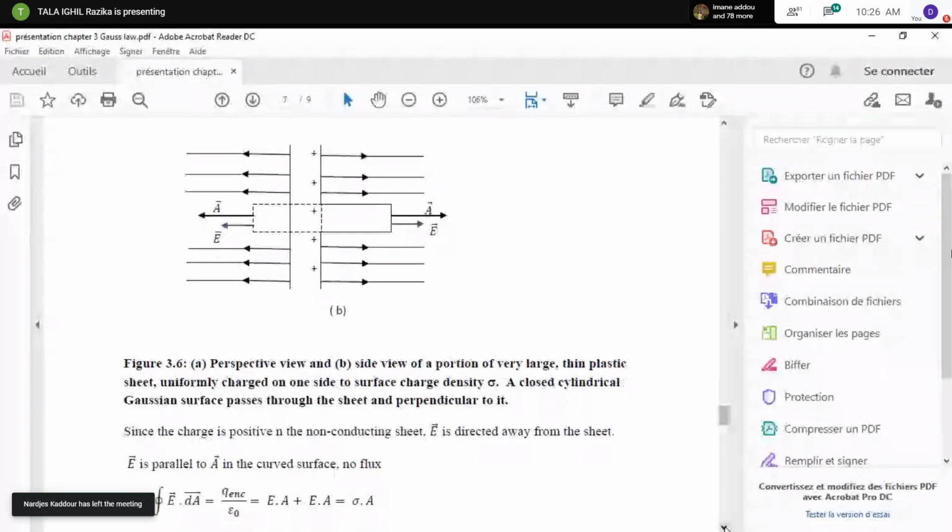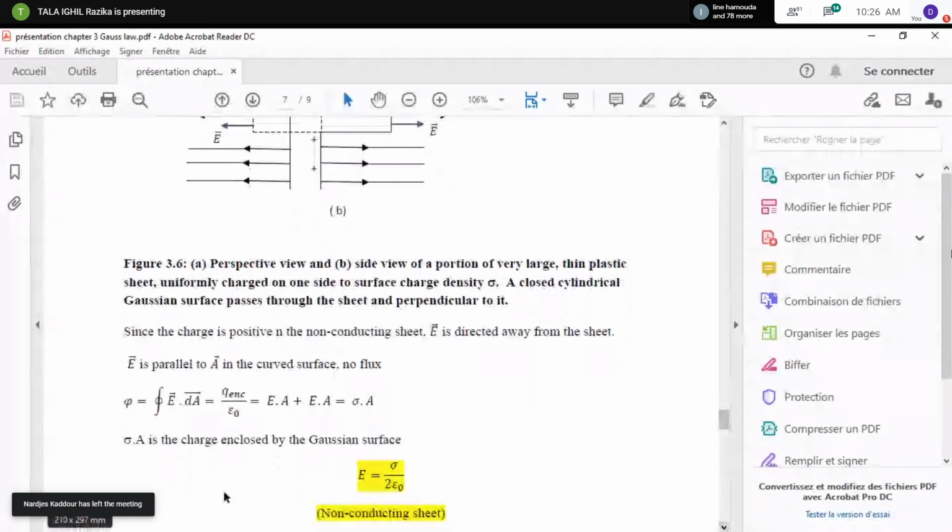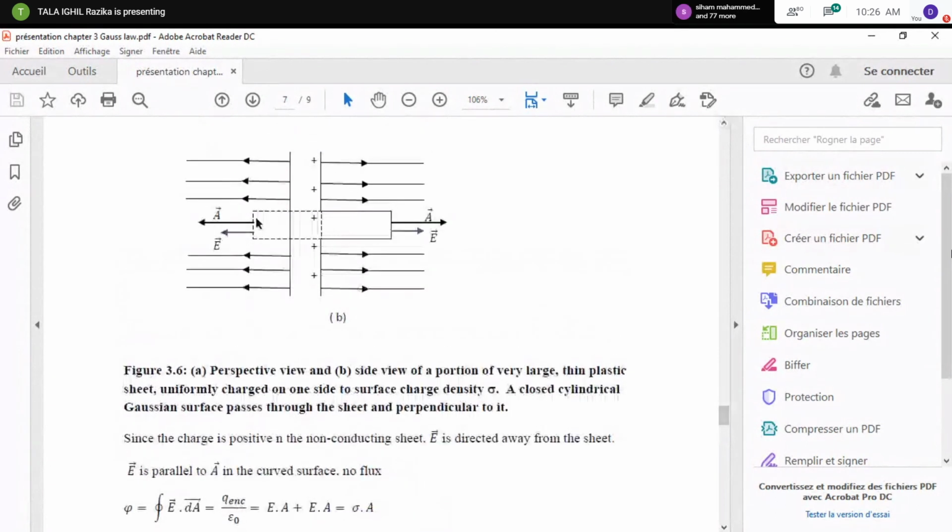Then if we calculate phi, it is the integral of E dA. It's Q enclosed over epsilon 0. So it is EA plus EA for the two caps here. We have E times A because they are parallel, but there is nothing on the lateral surface.